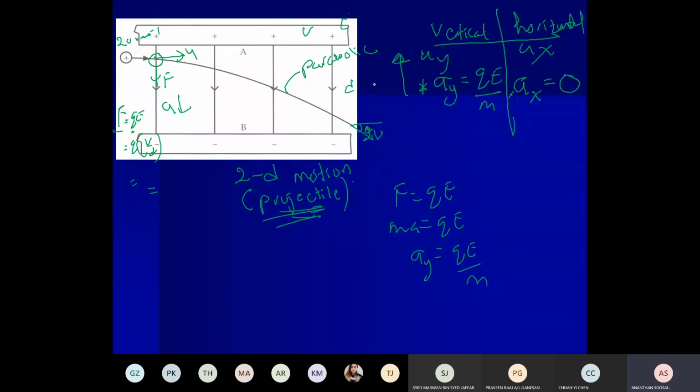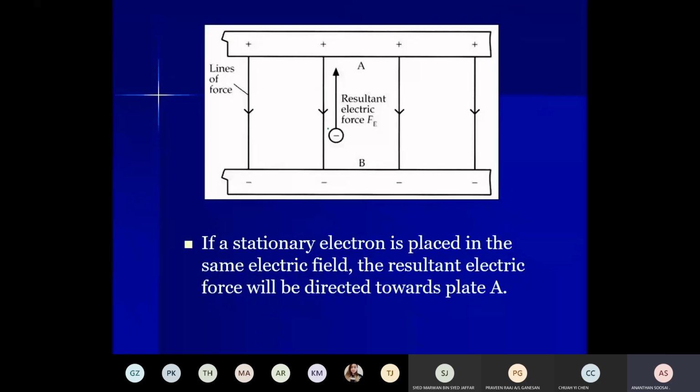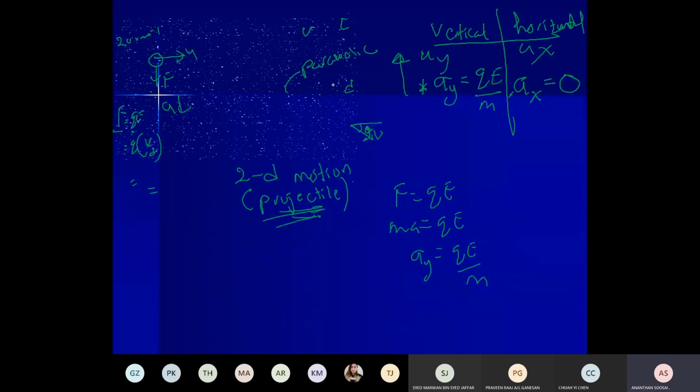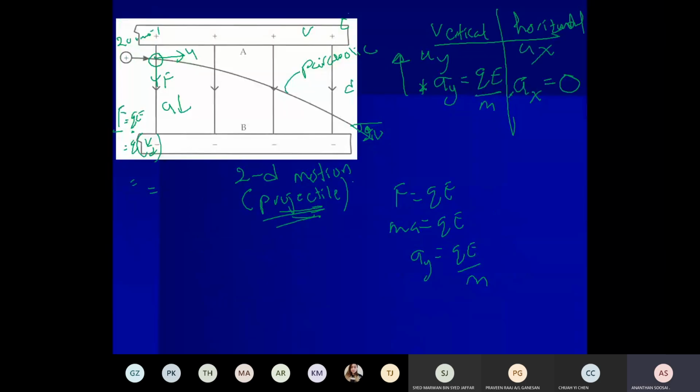This is just the introduction to tell you what's going to happen. So if it's 1D, no problem. We can use the SUVAT, easy. You get the 3 pieces of information, you can use one of the SUVAT equations, you can find the answer. But if it's launched horizontally, then you have to separate vertical and horizontal. Try to collect the information as usual, same as projectile, but only the AY is not 9.81 anymore. You need to calculate QE over M. It's electric field, it's not gravitational field.